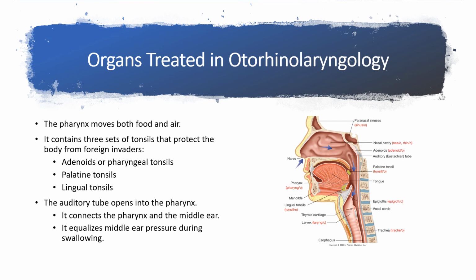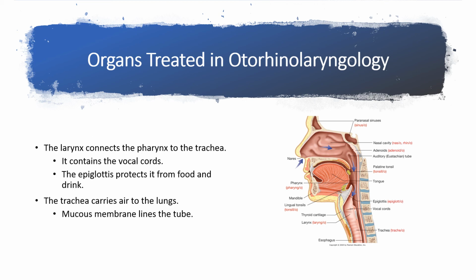The pharynx, which is part of the throat, moves both food and air. It contains 3 sets of tonsils that protect the body from foreign invaders. You have your adenoids, or your pharyngeal tonsils, the palatine tonsils, and the lingual tonsils. The auditory tube opens into the pharynx, and it connects the pharynx and the middle ear, which equalizes middle ear pressure during swallowing. The larynx connects the pharynx to the trachea.